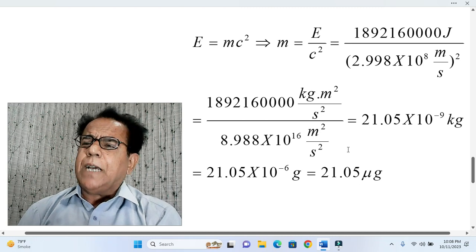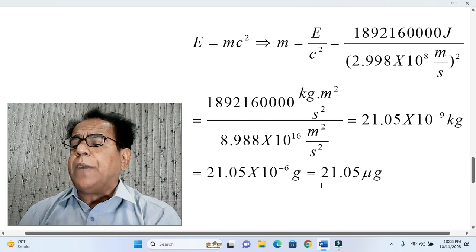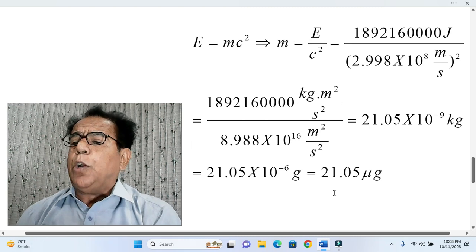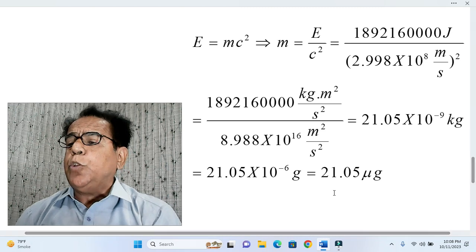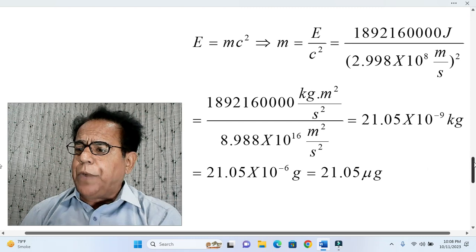Anyhow, we have reached our answer successfully, alhamdulillah. So mass m has finally become equal to 21.05 microgram, or 21.05 into 10 raised to the power minus 6 gram. And this is the end of our problem.